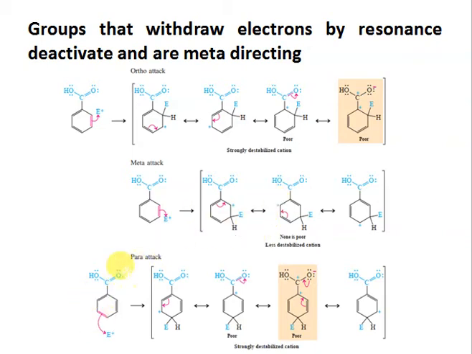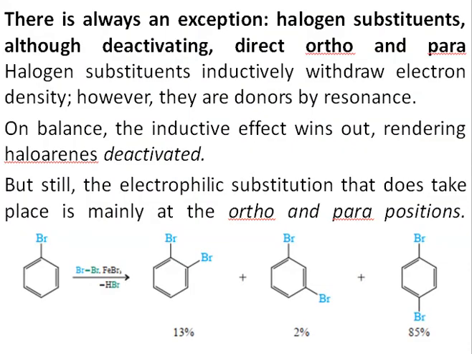Again, if you check for the para attack, we are having a positive charge next to this carboxylic acid group here, right? If you just draw the resonance form, you can see we are getting two positive charges together here, right? Since two positive charges are together, this is a highly destabilized carbocation. So since the carbocation is highly unstable, the ortho and para attack are not favored with electron withdrawing groups which withdraw with respect to resonance, right? So these groups are meta directing groups.